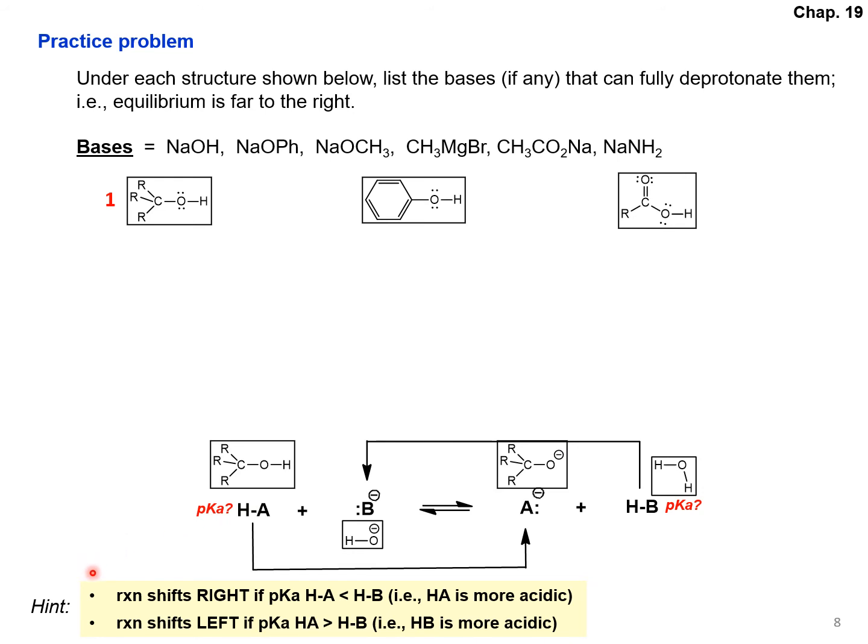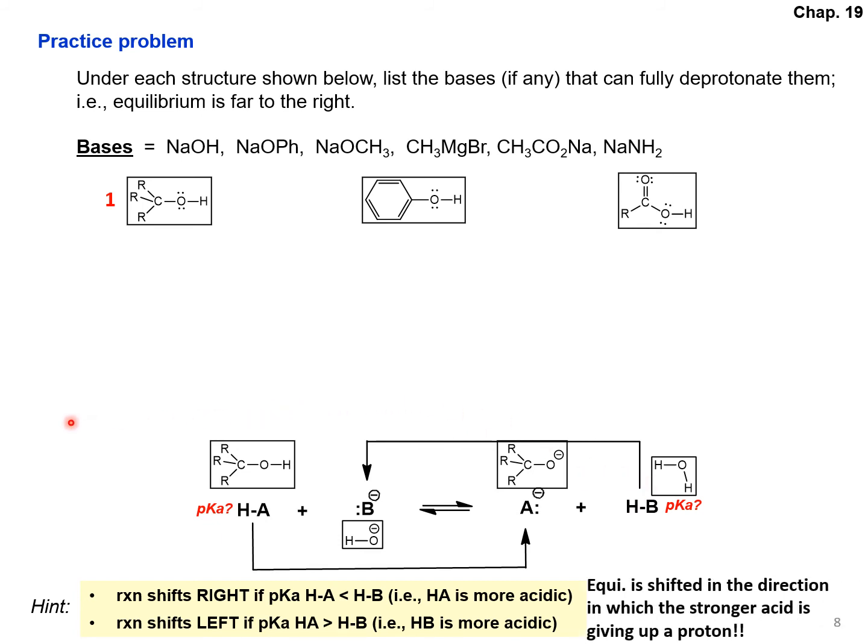So, the reaction should shift to the right if the pKa of HA is less than the pKa of HB. Let's say at least 2 pKa units. That is, HA is more acidic than HB. Equilibrium would be shifted to the right. The reaction would shift to the left if HA had a pKa that was greater than HB. That is, HB is more acidic than HA.